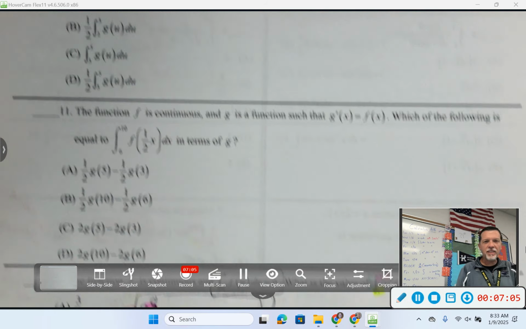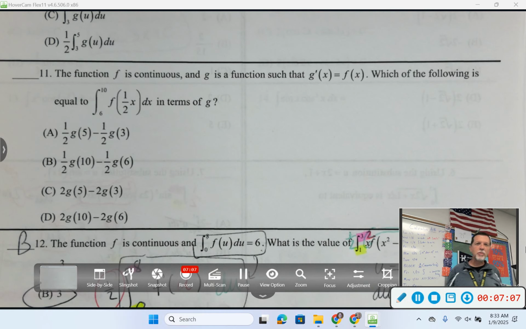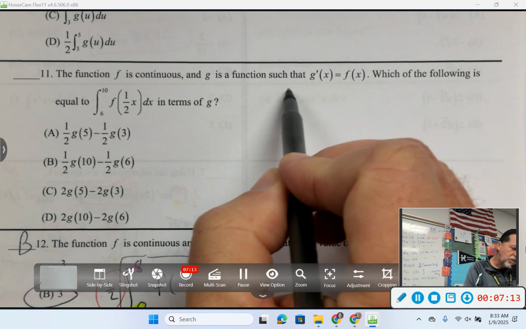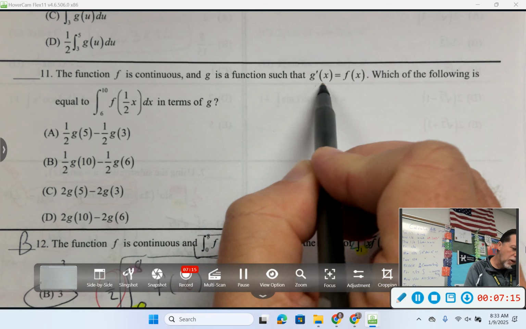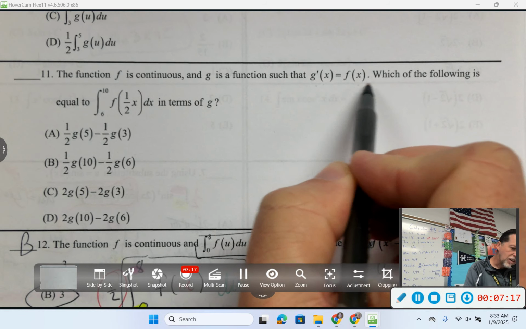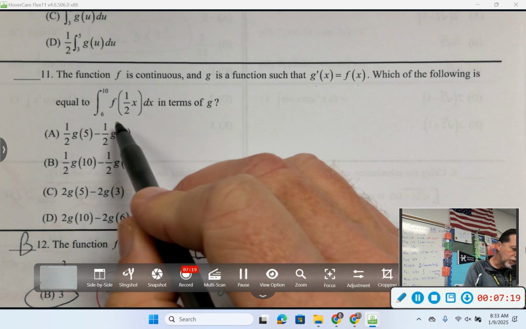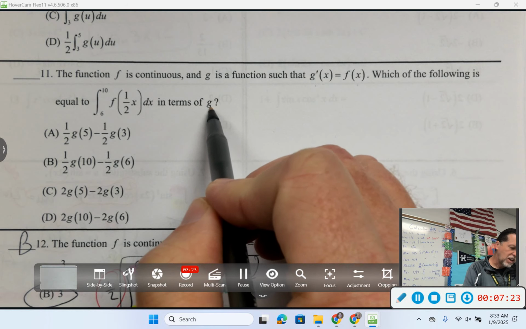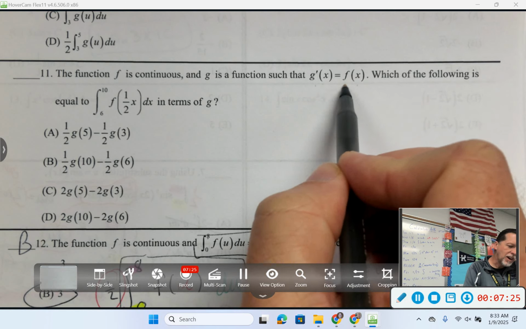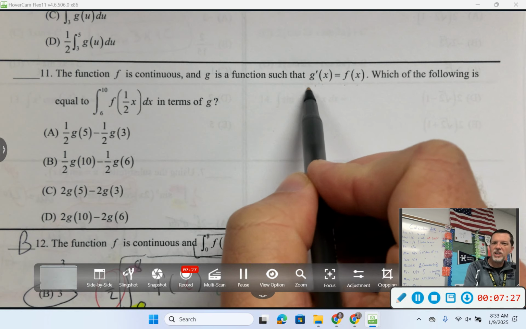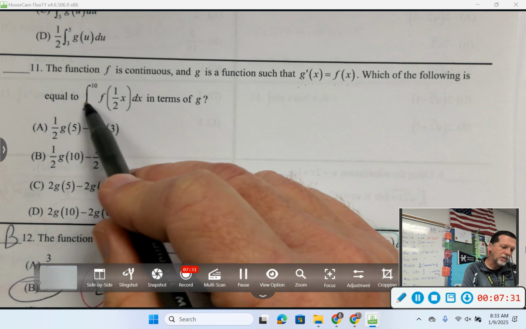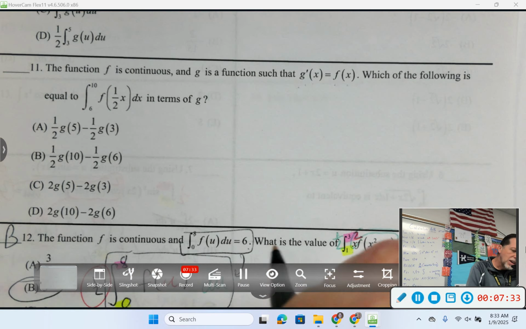Well, same kind of thing here. I bet it's a U substitution. And then, what do we do from there? Function f is continuous. G is a function such that g prime equals f. Which of the following is equal to that in terms of g? So if I integrate f, I would get g. Yeah, the integral of f is going to be g. So that's why the integral of f gives me g.